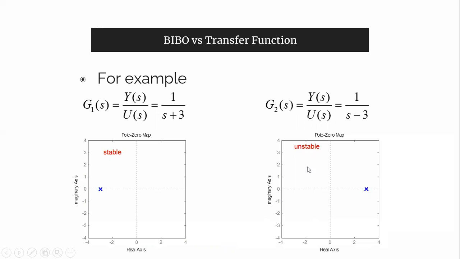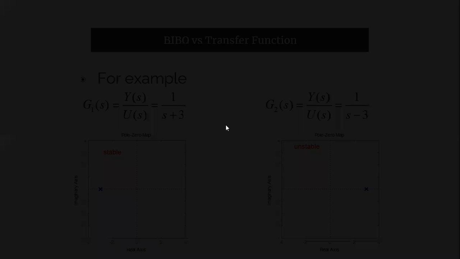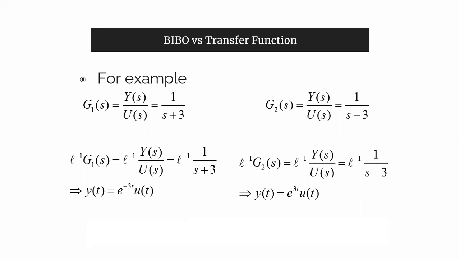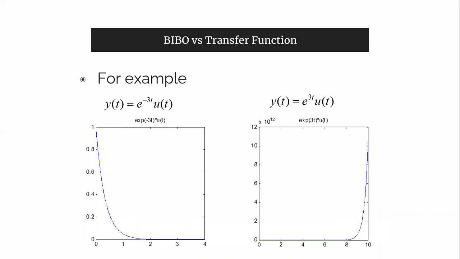Just by observing the cases, here s is equal to plus 3, that's why it is in the right half, whereas here s is equal to minus 3, that is the left half. So see here, whichever pole is coming in the left is what we can say a stable function, whereas coming in the right is nothing but an unstable condition. So these are a few examples with order, without order. So this is the output. Output is equal to e raised to the power minus 3t times the input, that is u of t, the unit step function.